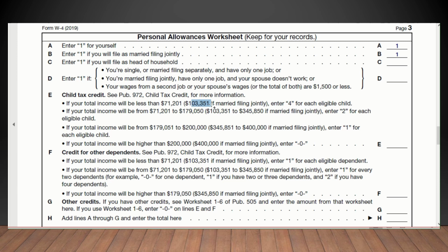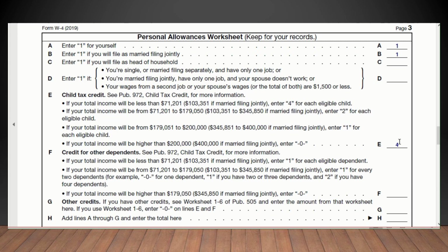So for example, if you make $2,000 as wages from your business, you make $2,000 as profit, so that's $4,000. Your spouse makes $2,000, that's $6,000. You have some rentals that bring in $1,000, so that'll be $7,000. So your total income is a composite of everything. So if your total income, when you add them all together, is less than 71,201, you enter 4 here.